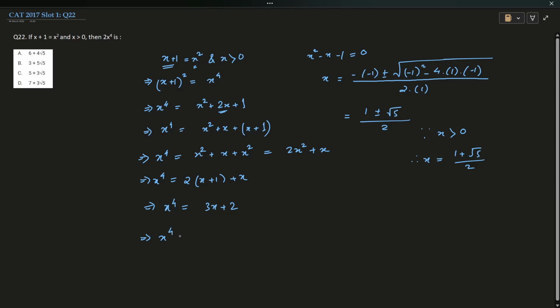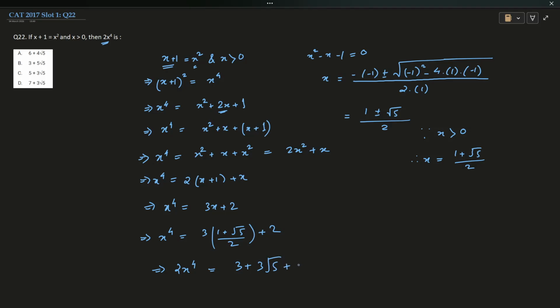So x to the power 4 is 3 times x plus 2. I can write 3 times 1 plus root 5 by 2, plus 2. Multiply both sides by 2. Why? Because I need 2 square into x to the power 4. So this will become 3 plus 3 root 5 plus 4, which is equal to 7 plus 3 root 5. So the correct answer will be option D.